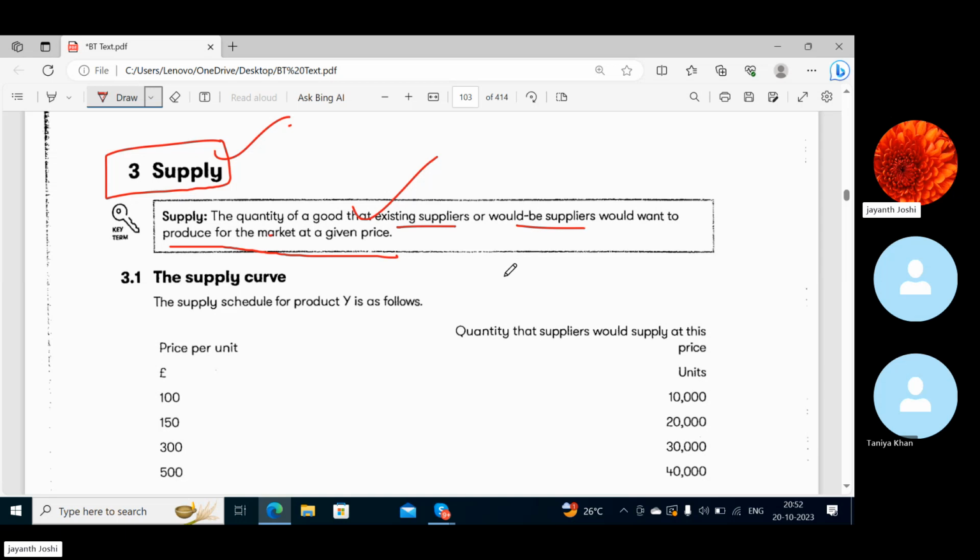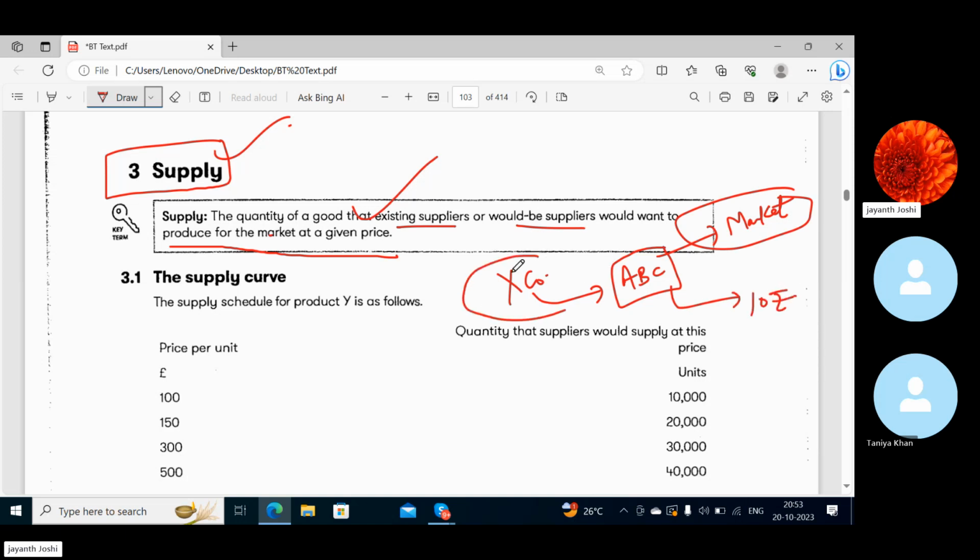So let's say there is a manufacturer, X company, making a certain product. The product is ABC. ABC is the product name. So they are making this product, which means they are producing it. They are producing it for whom? For the market, that means people, at some given price, let's say 10 rupees. So X company is supplying this into the market.